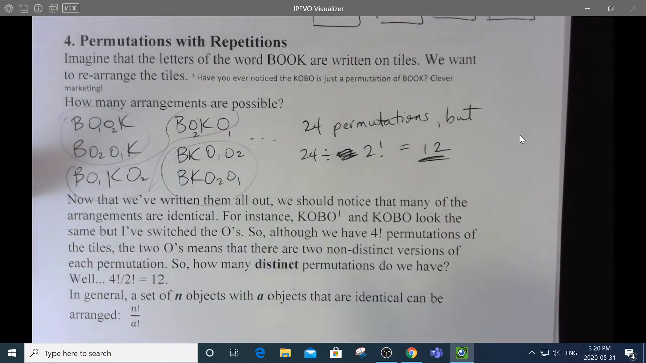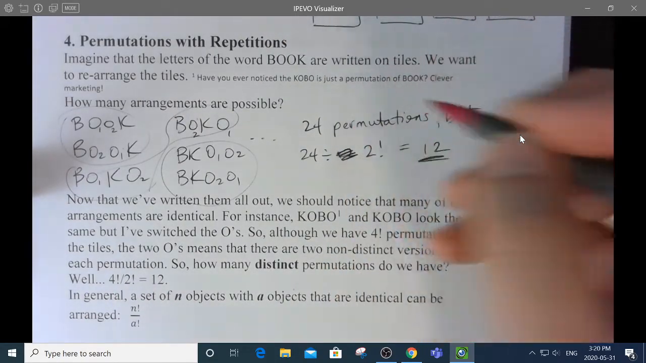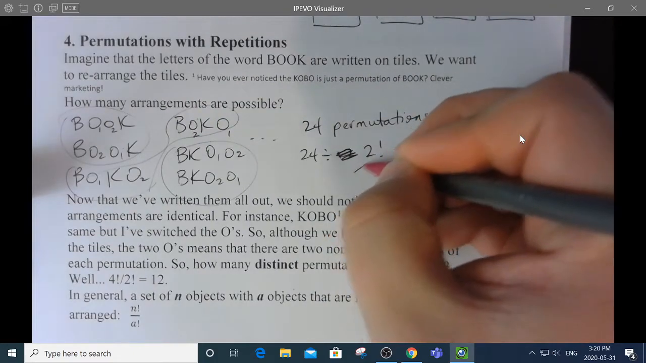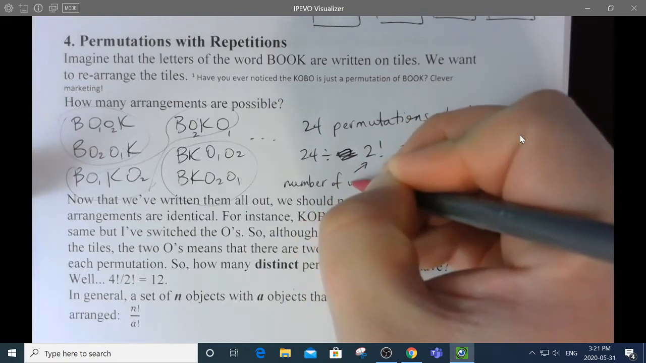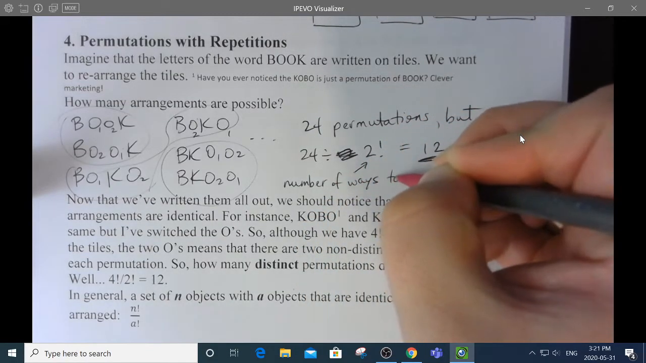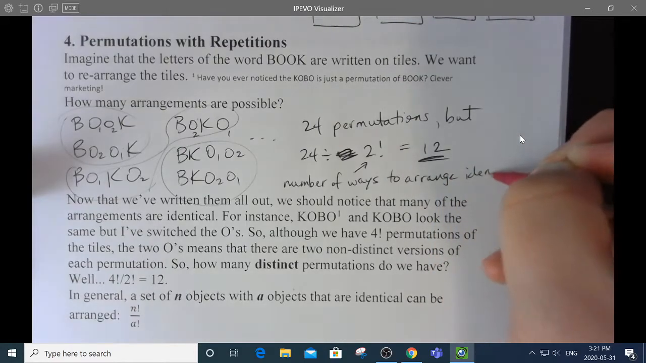If you switch the O's, you still have the same word. So, how many distinct permutations do you have? Well, that's 4 factorial divided by 2 factorial, which is 12. Now, where did I get this 2 factorial from? It is the number of objects that are the same. So it's the number of ways to arrange the identical objects.